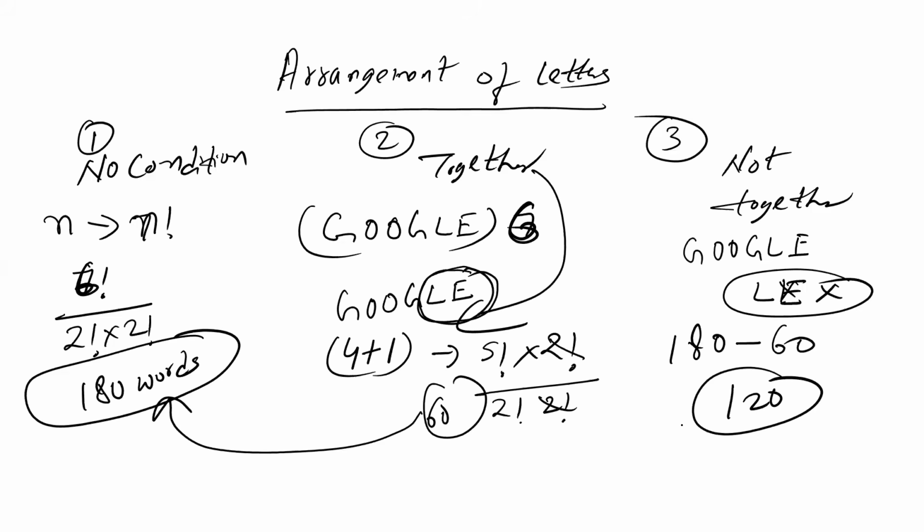In the third case, same word Google, but they're asking the answer for L and E not together. You have to find the first answer, then the together answer, and the difference between them will be the not together answer.